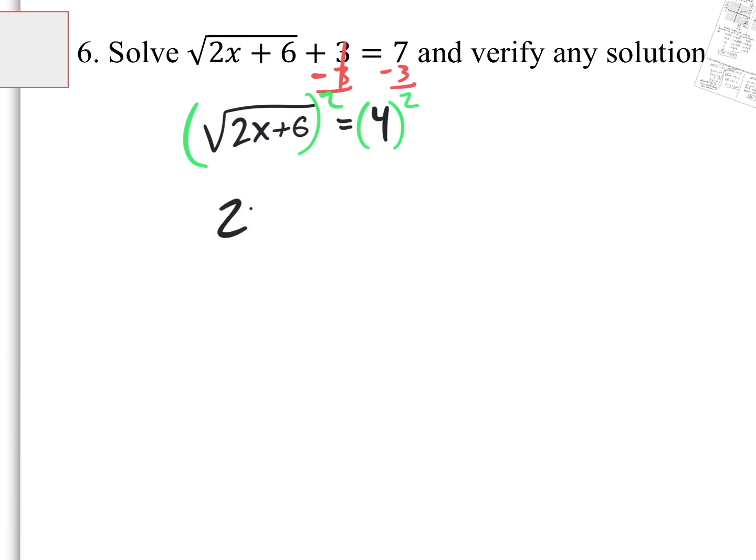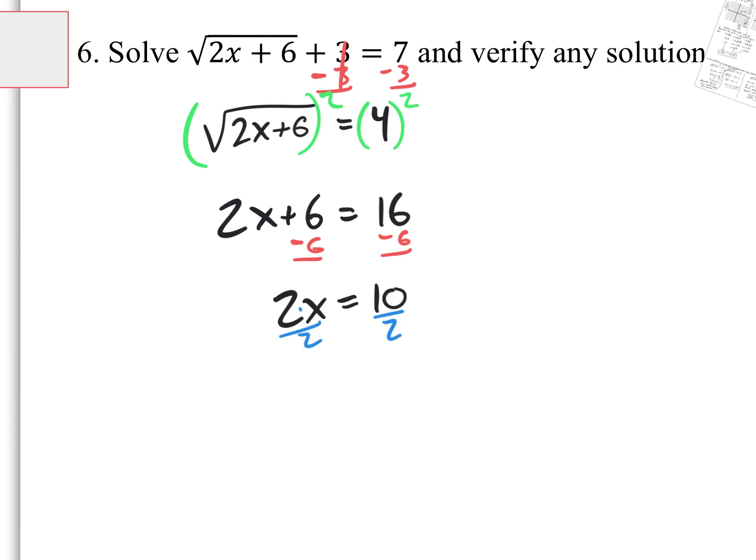And now you just have that radicand value that's now a regular value, 2x plus 6, and it is equal to 4 squared, which is 16. Now it becomes a simple algebra 1 problem where you subtract 6. You end up with 2x equaling 10. And then you divide by 2, you get x equals 5 as your answer.